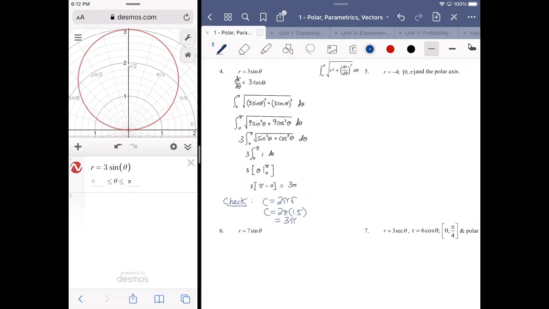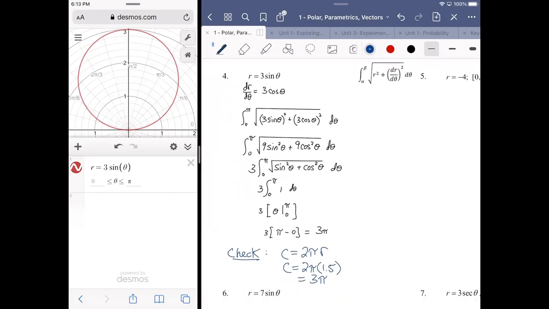And actually, as it turns out, looking at this function, R in terms of theta, you get the idea that functions that take on this form are going to be circles where that leading coefficient is the diameter. So this is a circle. Let me just bring it in.